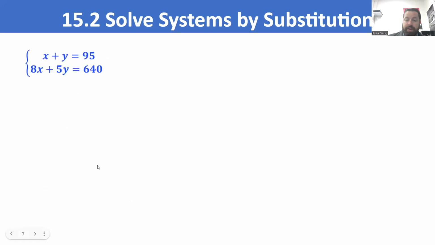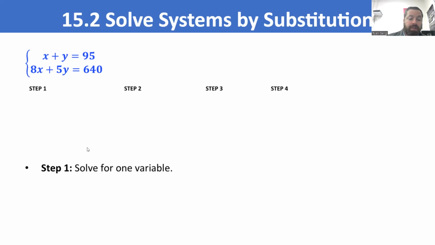Hopefully you recognize these equations. This is from the introduction, same equations. You should already know that the answer to this is 55, 40 from the intro and from lesson 1. I'm going to show you how to do this using substitution. So there's 4 steps typically, not always, but typically. Step 1, solve for one variable. What does that mean? It means isolate one of the variables.